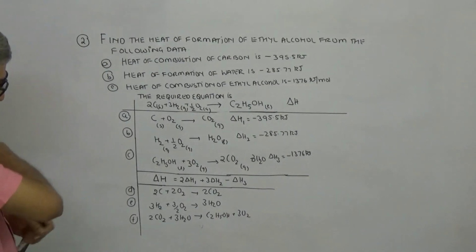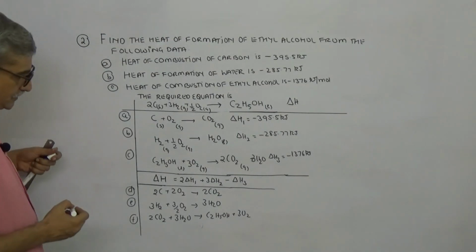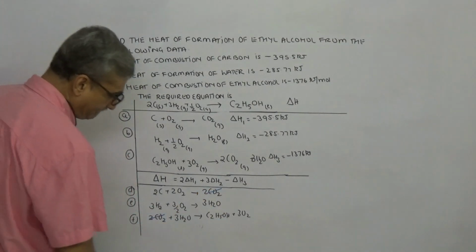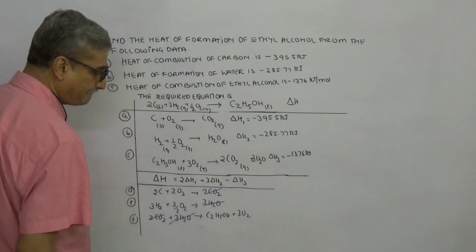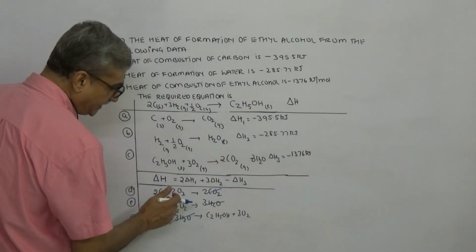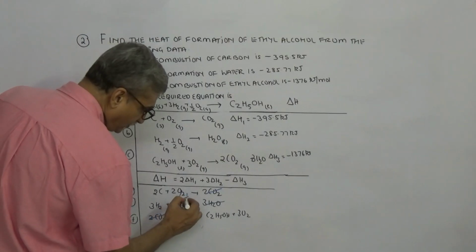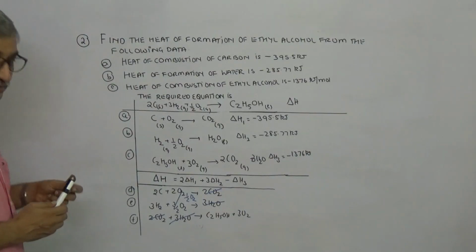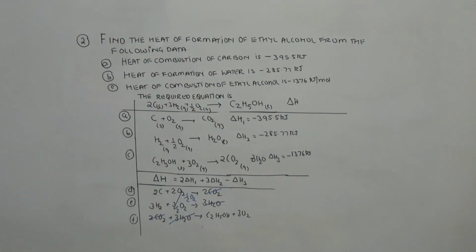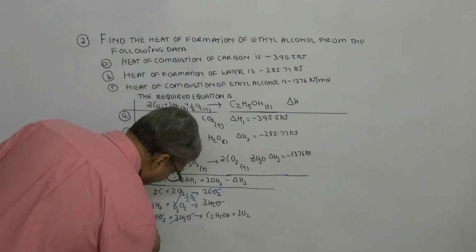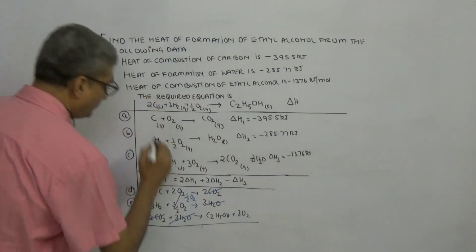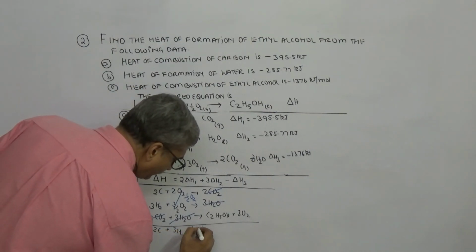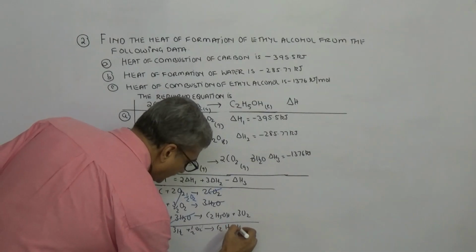Now you see over here, 2 CO2 gets cancelled with 2 CO2 over here. 3H2O gets cancelled over here. 3 moles of oxygen, and this is 3.5. So what is left is half O2. Half moles of O2. So what we realize is that if you add, you get this reaction only: 2C plus 3H2 plus half O2 forms C2H5OH.